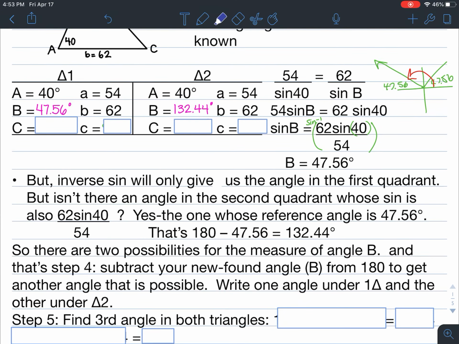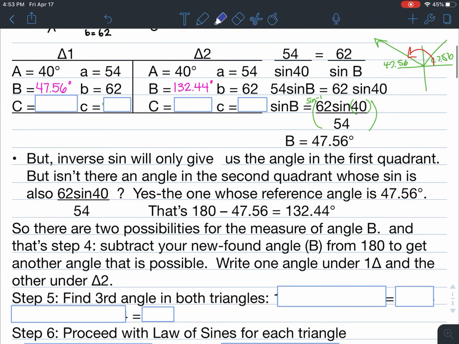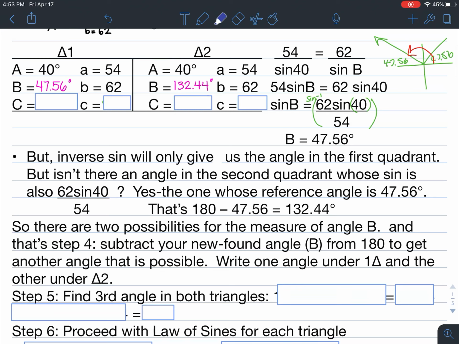Okay, so moral of the story there. There are 2 possibilities for the measure of angle B, and that is step 4, to subtract your newfound angle B from 180 to get another angle that is possible. So write the one angle under triangle 1, that's what we did here, and write the other one under triangle 2. Notice that the given information doesn't change, okay? You can't change angle A, you can't change side a or side b, okay? The only thing that can be changed are these other numbers that were not given.